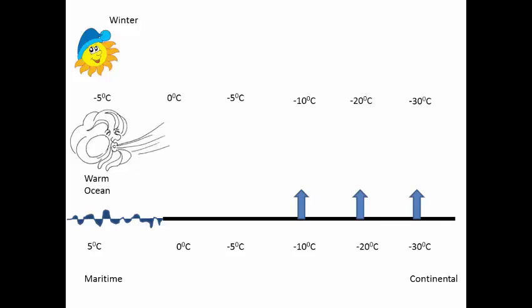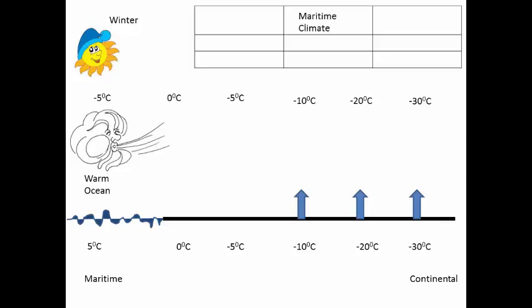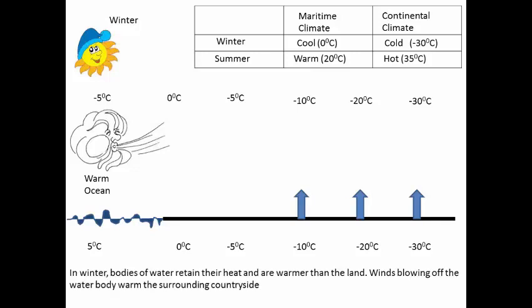As a result, when it comes to the difference between maritime and continental climate, we state that in the winter, the maritime climate is cool and continental climate is cold. Remember, we already indicated in the summer that the maritime climate was warm and the continental climate was hot. Thus, we state that in winter, bodies of water retain their heat and are warmer than the land. Winds blowing off the water body warm the surrounding countryside.